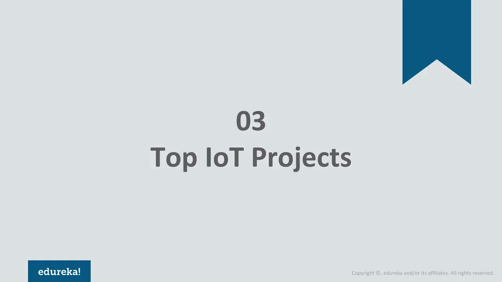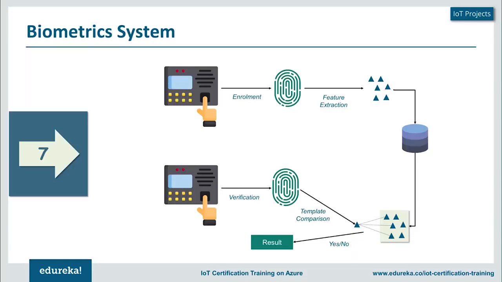In this session, we will be talking about the top 7 projects which are outstanding themselves in the Internet of Things domain. Now let's talk about each of these projects. Let's start with number 7, which is a biometric system.